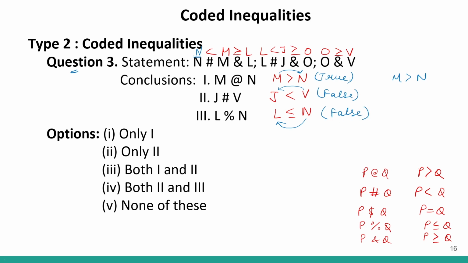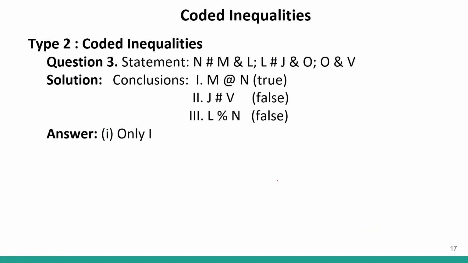So my answer will be that only option number 1 or conclusion number 1 is true. So my answer will be 1 only. Clear? So this is how you solve questions on type 2 coded inequalities.